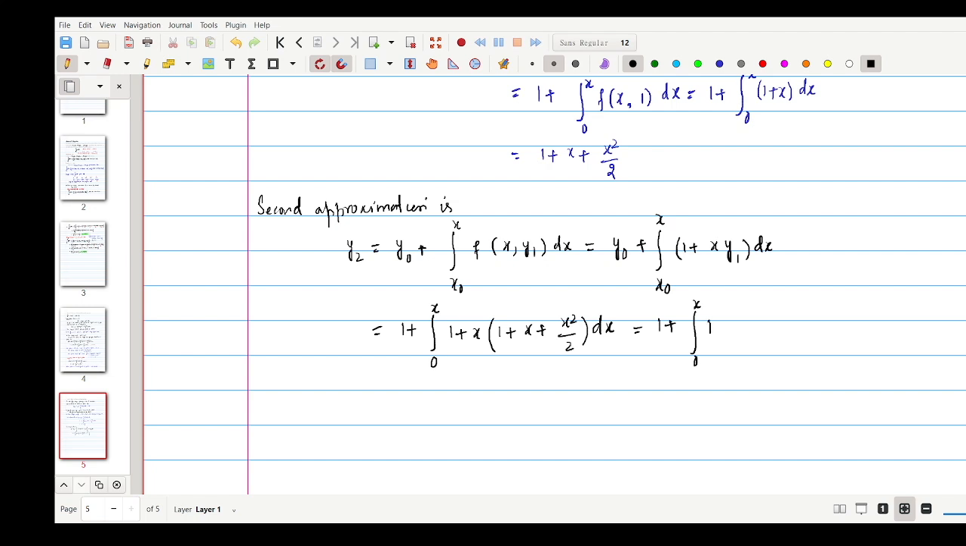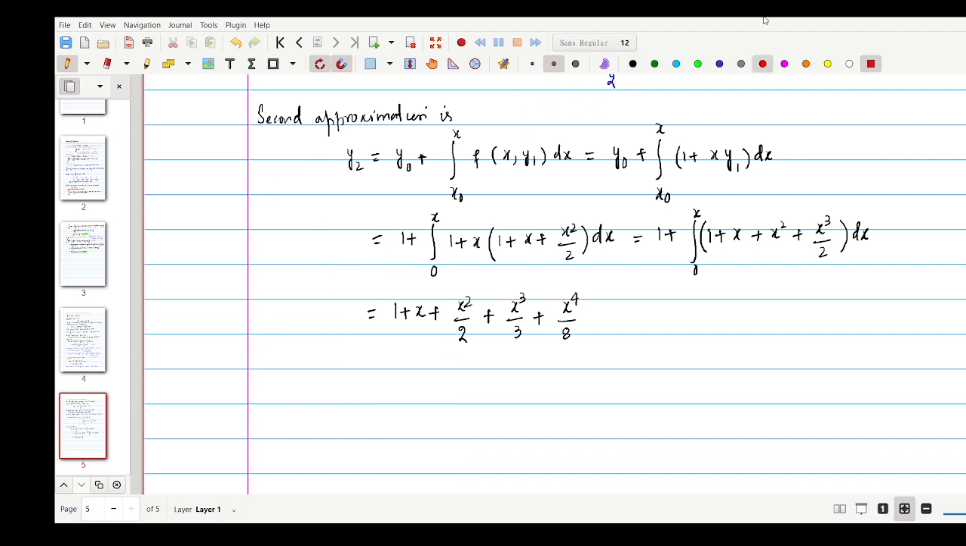So this is equal to 1 plus integral 0 to x. Now let's take this product. This becomes 1 plus, now here x into 1 is x, plus x into x is x square, then plus x cube divided by 2 dx. Now we can integrate this. This is equal to 1 plus, now integral of 1 is x, then plus integral of the second term, that's x, its integration x square by 2, plus integration of x square, that's x cube by 3, plus integration of x power 3 by 2 is x power 4 divided by 4 into 2, that is 8. So that is our second approximation.